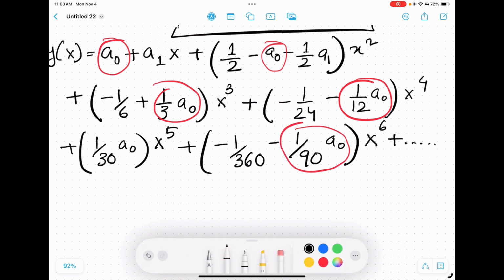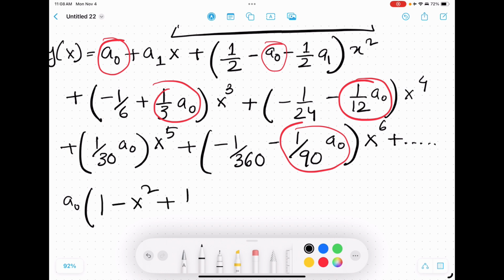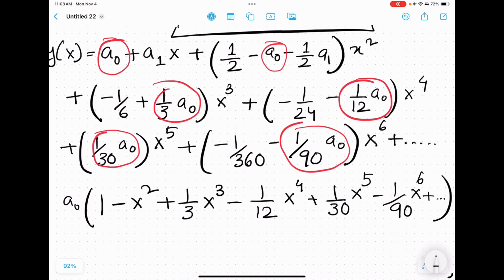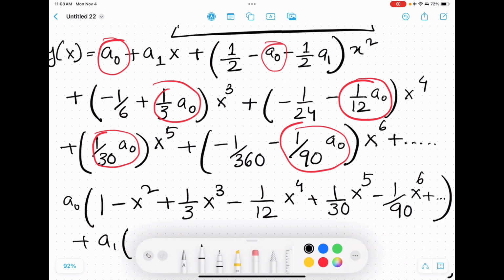Okay, so I'm going to write my a sub 0. Then I have my 1 minus x squared plus 1 by 3 x cubed. And then I have my minus 1 by 12 x to the power 4. Oh, I also have an a sub 0 over here as well. And then I have my plus 1 by 30 x to the power 5. And then I have 1 by 90 x to the power 6, and so on. And then I have my a sub 1, which is in green. So I have a sub 1 over here and a sub 1 over here. And I can see that's about it.